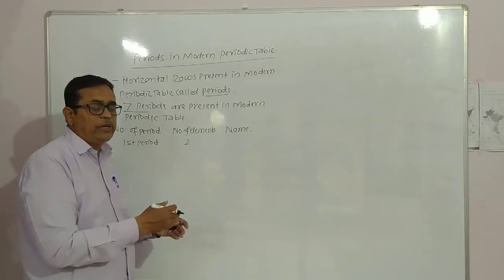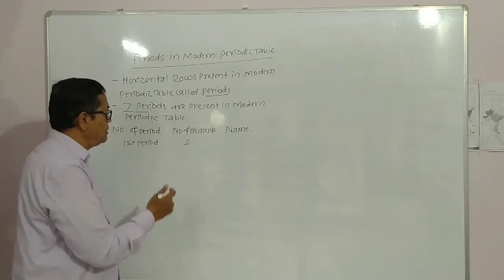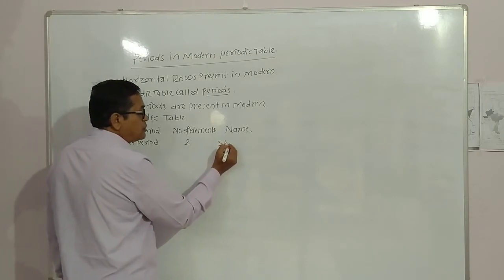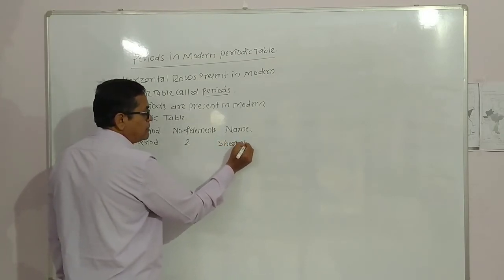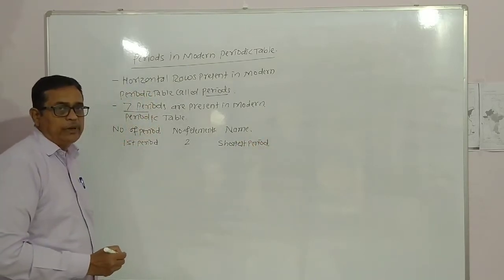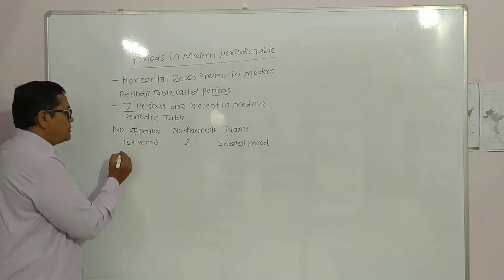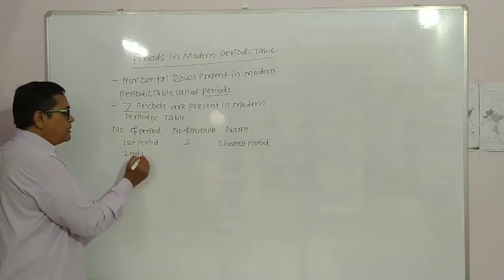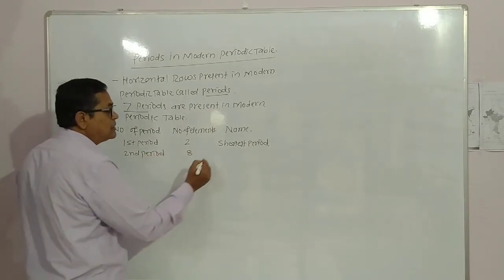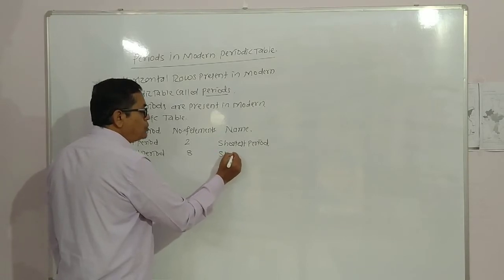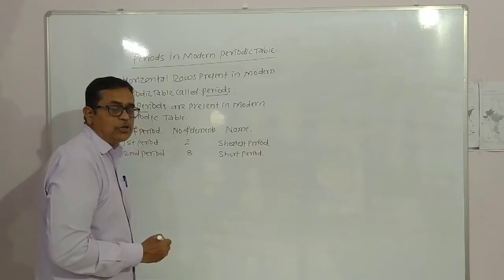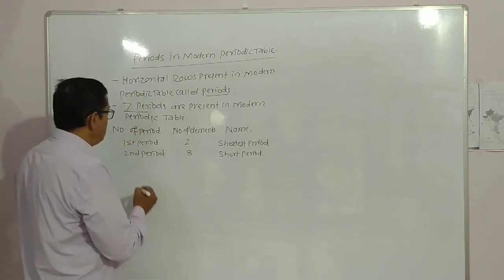Then after this topic, here we study the structure of periods. The first period has 2 elements, hence it is called the shortest period in the modern periodic table. Then the second period consists of 8 elements. That period is called a short period in the modern periodic table.